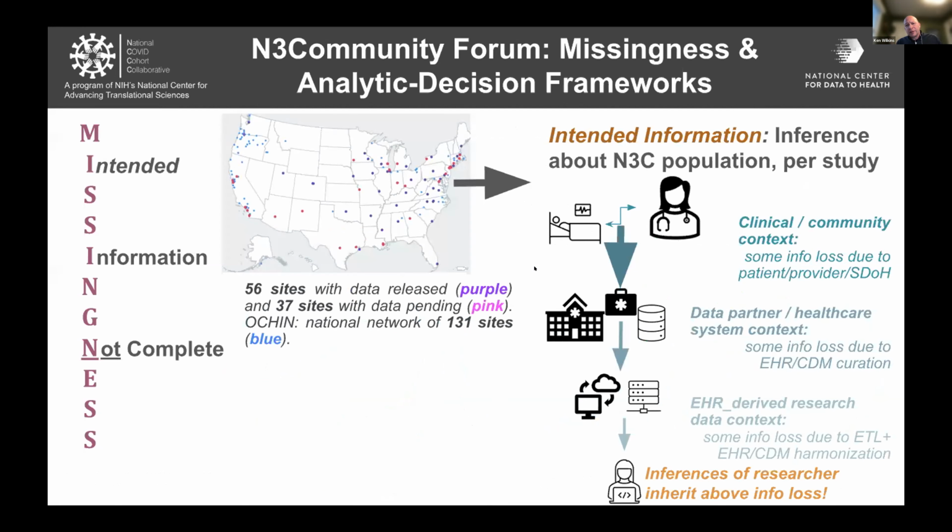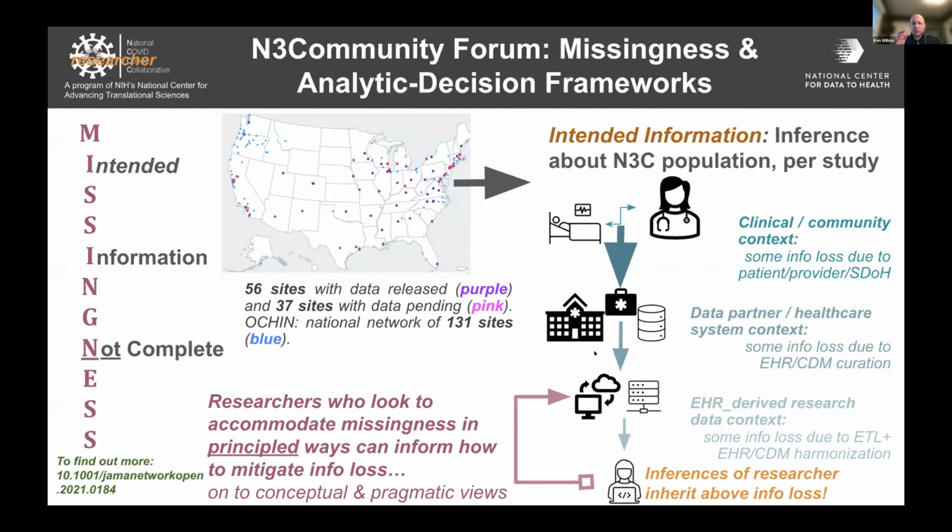So really, we all know about how, despite having this across-the-nation availability of data partners and healthcare systems, all the information from the clinical encounter, even the community context of an individual patient who's contributed their data through to N3C, it all gets winnowed down to what you get in the end, as pointed out by Hythem. And so we as researchers inherit this info loss, but there's got to be principled ways to inform how we mitigate the info loss to the extent possible. And for us, it goes back to what's done centrally within N3C, and that also can inform what happens with certain data partners in healthcare systems.